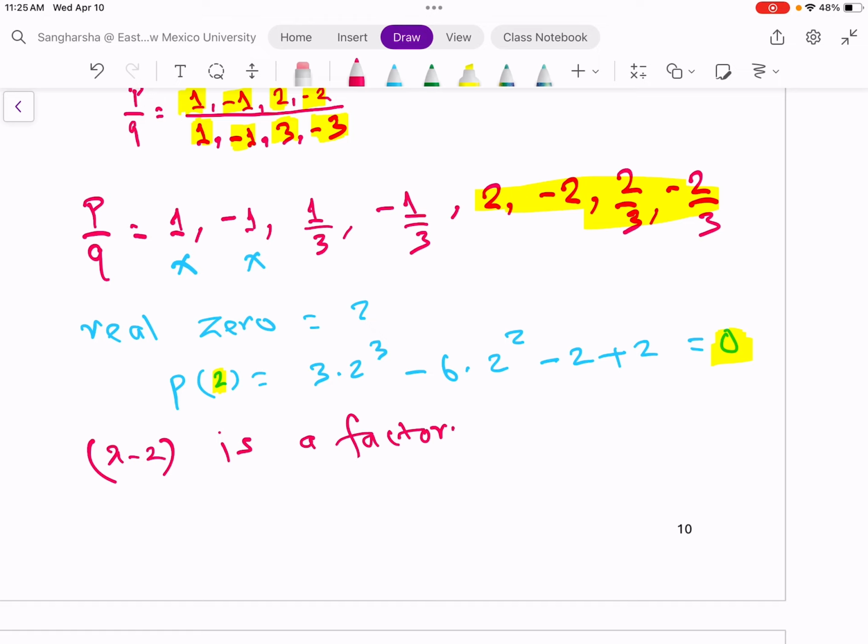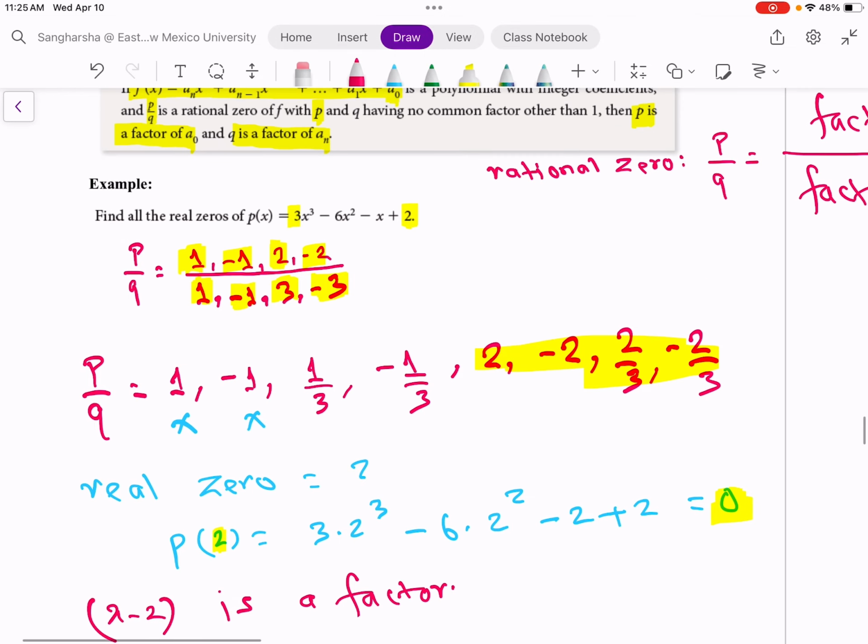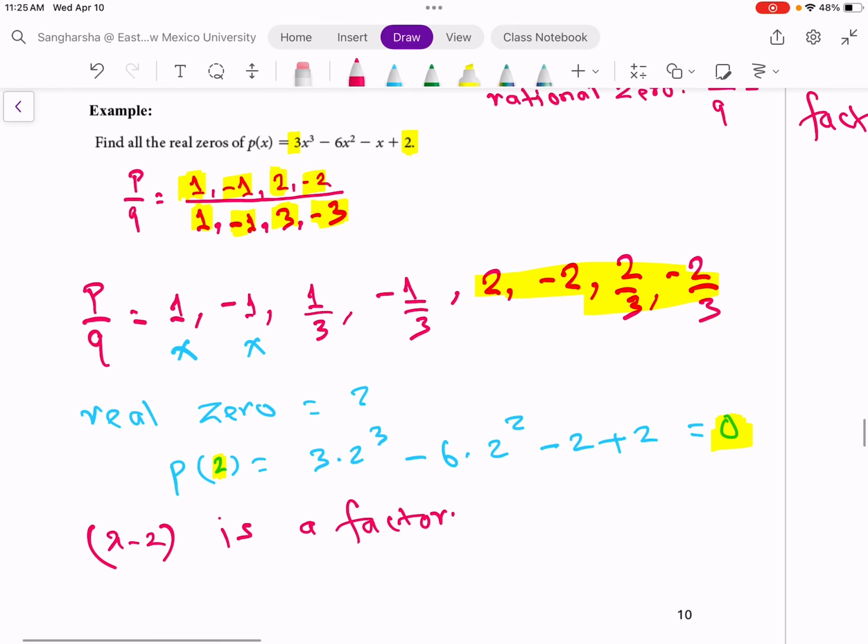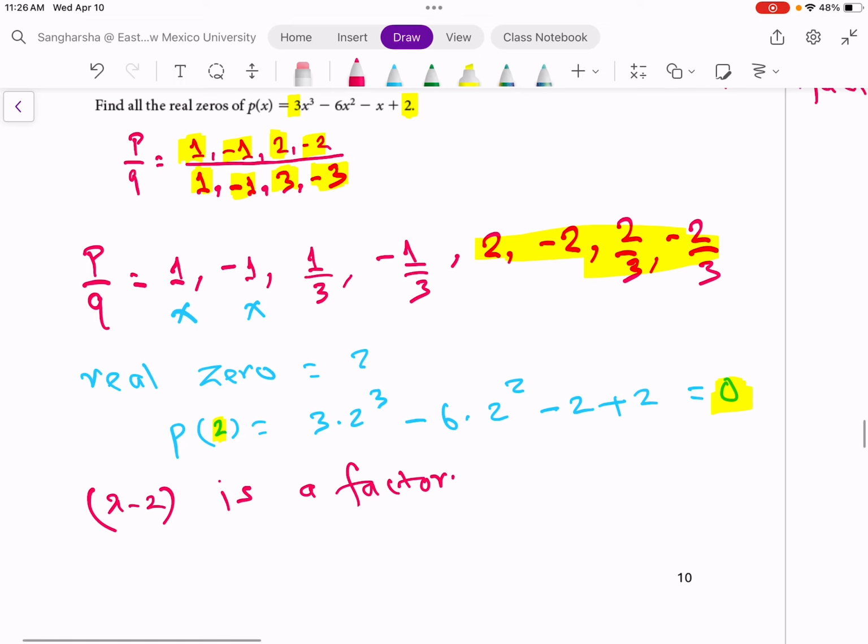Okay, now we are asked to find every real 0. Now how do we know how many real zeros this function is going to have? So we check the degree. The degree is 3, so there will be at least 3 real zeros. So we know one real 0. Okay, we already know one real 0. Now let's find 2 more real zeros.